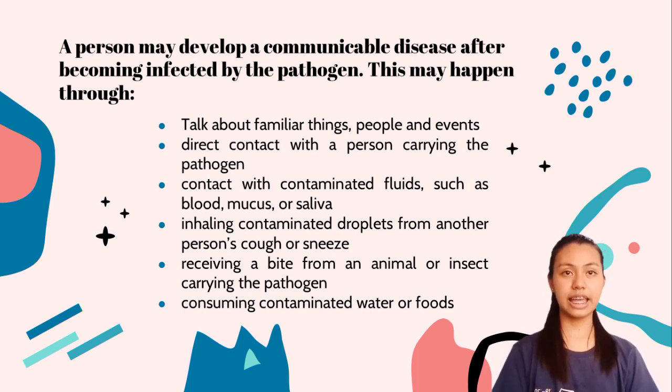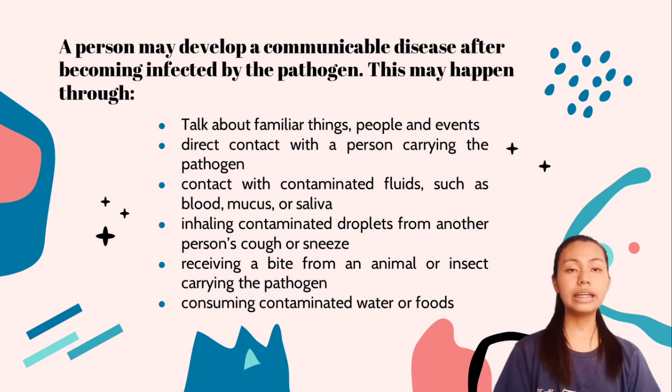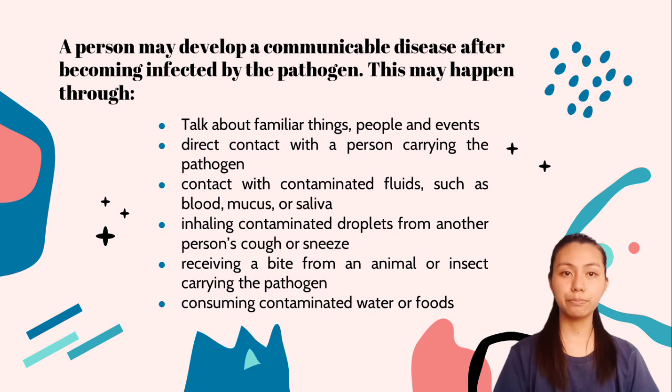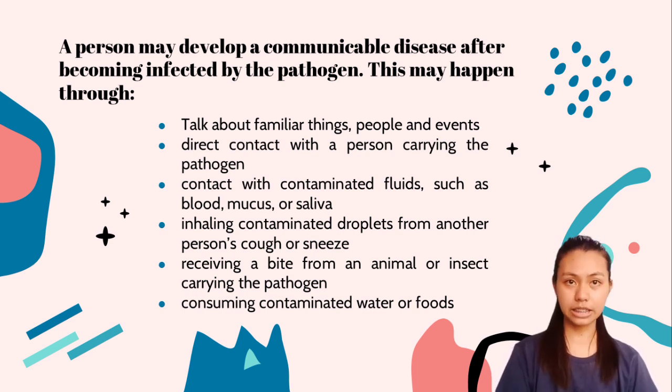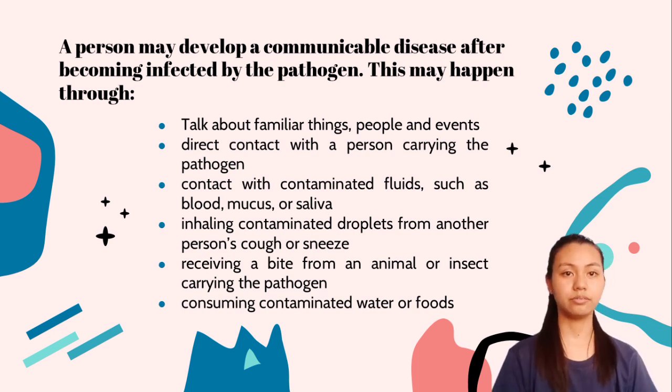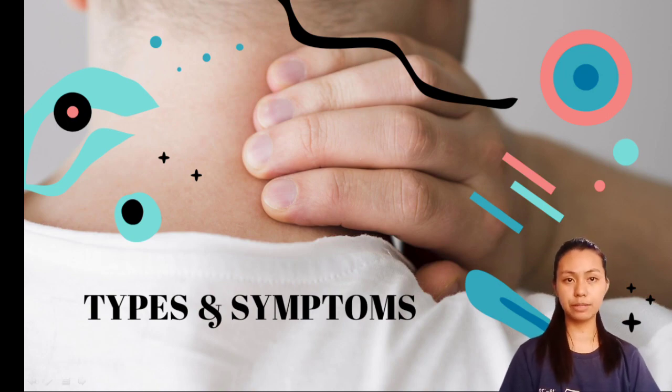Once a pathogen has entered a person's body, it will begin replicating. The individual may then begin to experience symptoms. Some symptoms are a direct result of the pathogen damaging the body cells. Others are due to the body's immune responses to the infections. Communicable diseases are usually mild and symptoms pass after a few days. However, some can be serious and potentially life-threatening. So let's now proceed to types and symptoms.